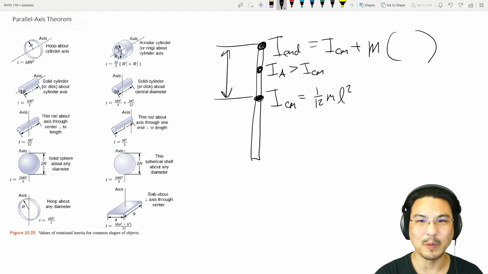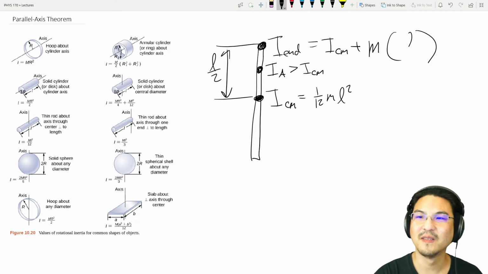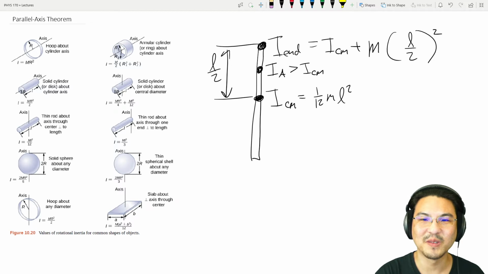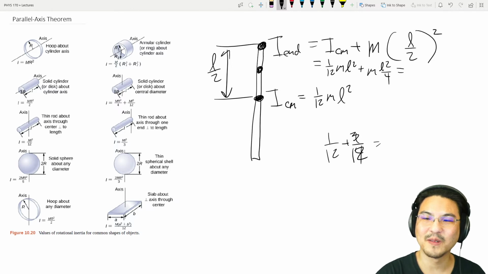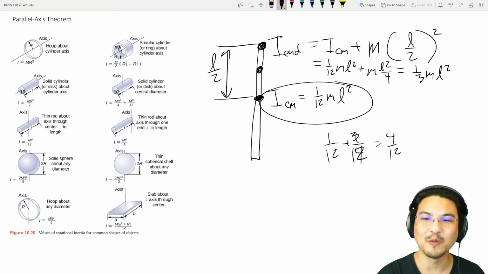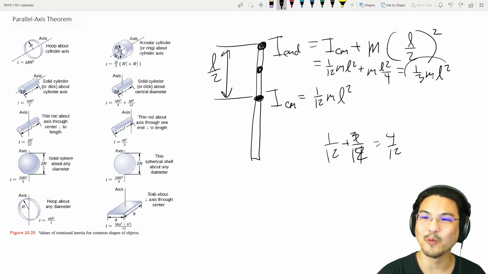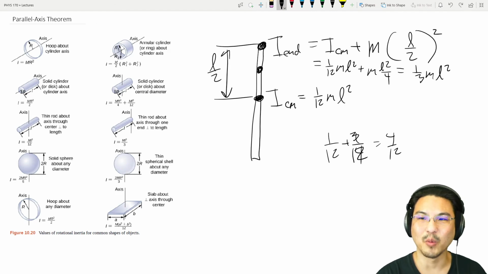So for this particular example, how far is this? L over 2. L over 2 squared. If we just plug in the numbers, the moment of inertia about the end is 1/12 ml squared plus, and so that's L squared over 4. So 1/12 plus 1/4 is 3/12, 4/12. 1/3. So about the center, 1/12 ml squared. About the end, 1/3 ml squared. More, 4 times more.